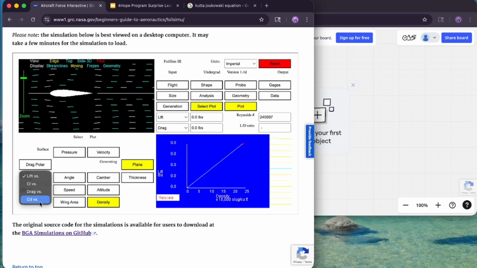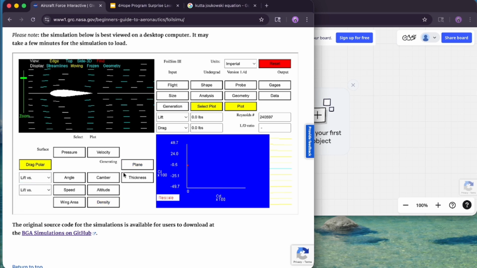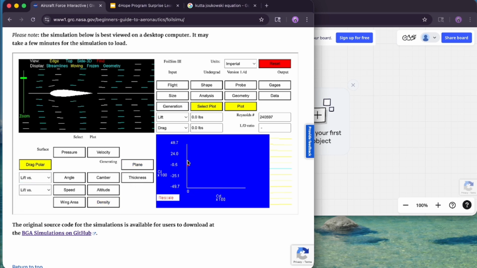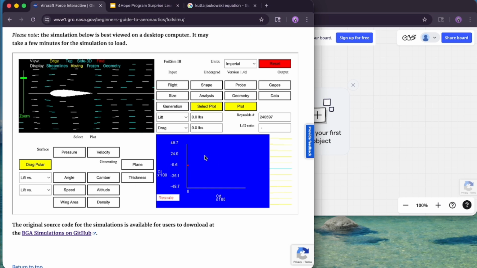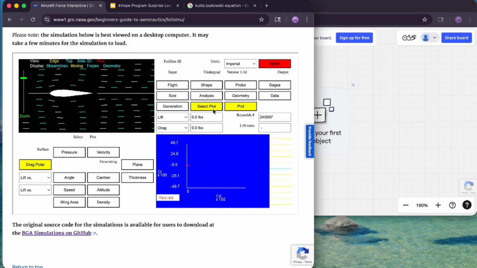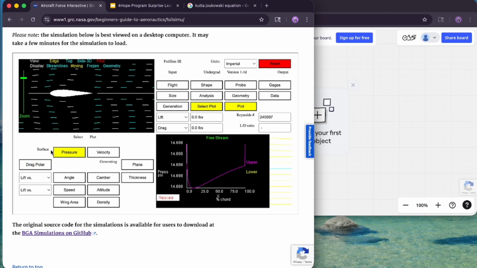Coefficient of lift, coefficient of drag, drag or lift. You can do all of those. And you can do drag versus polar. You can calculate and make sure that this is the ratio between these things. So you can make any graph you want with this, and it will calculate everything for you, which is very amazing. So I just wanted to go over what this helps with.